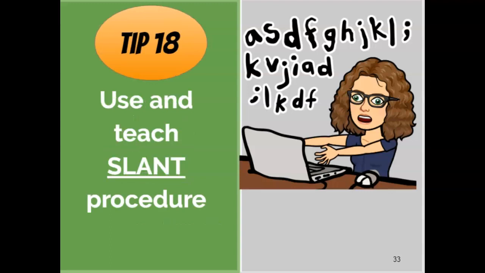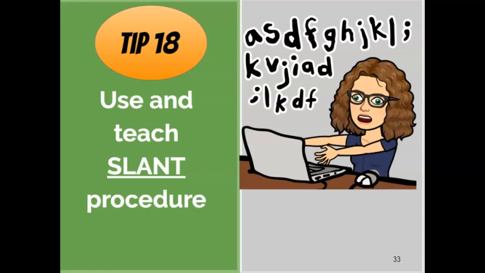We want to use and teach all kinds of procedures that are going to help students play the game of school correctly. For example, the SLANT procedure, and if you're not familiar with the SLANT procedure, I've hyperlinked it in here, is all about looking like a student, or, when we're thinking college and career ready, looking like a good employee, right?